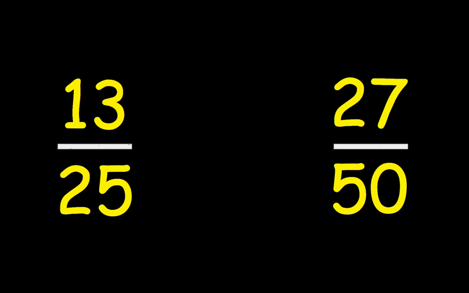13/25, 27/50. Pause, continue when ready. Right. How could we do this one? Well, I quickly see that 50 is double 25, so I kind of get the idea that maybe doing equivalent fractions would be a good thing.